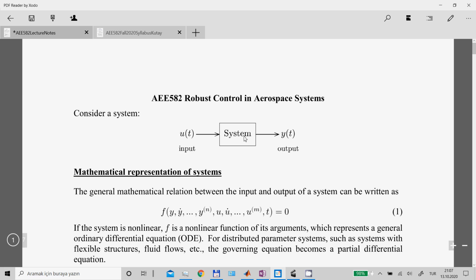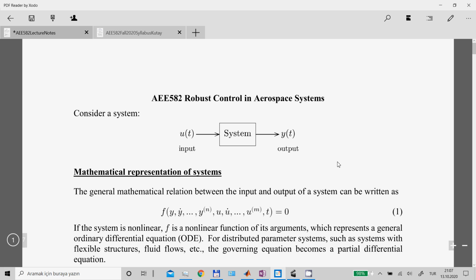So I think we can just get started with discussing what we will do in this course. So first, I will do a review of control theory before I start talking about the robust control concepts.